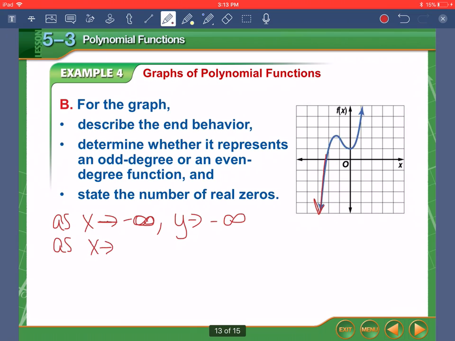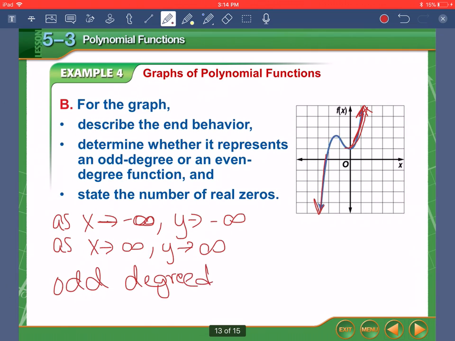As x approaches positive infinity, so as x moves to the right, y is also approaching positive infinity. So as we move to the right, our graph is going upward. This has to be an odd degreed polynomial. And the reason why is because the beginning and end are going opposite directions. Our lead coefficient has to be positive.